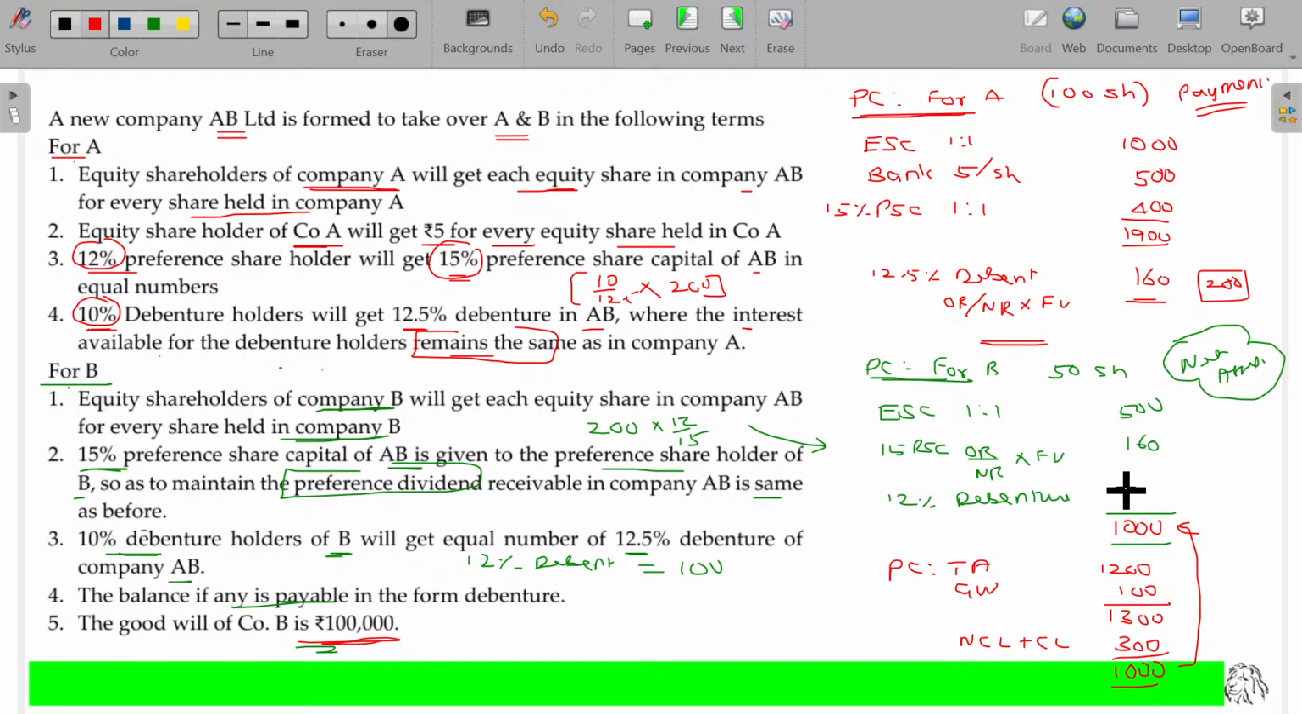340 will be debentures, the balancing figure. Apart from that, 12% debentures are also offered to the debenture holders, which is 100. Hope now you'll be able to understand the purchase consideration. Clear?